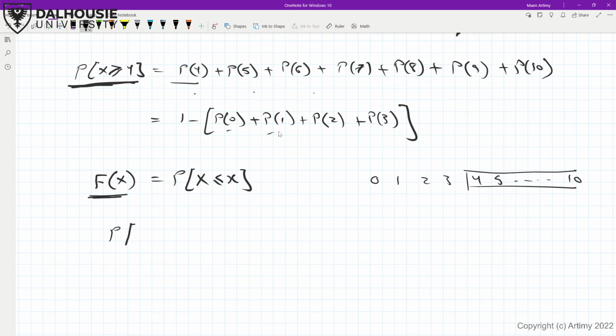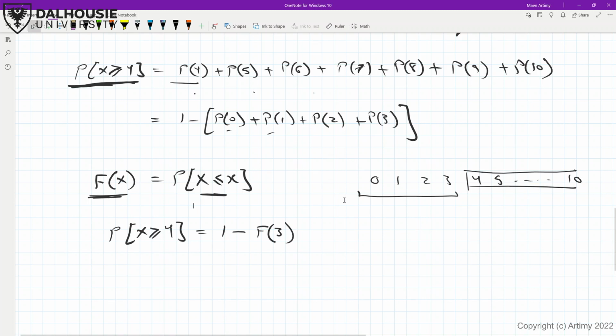So probability of x greater than or equal to 4 equals 1 minus the probability of F(x). So should I write 3? Yes, because now I want to subtract all of this: 3 and less, right? The probability of 3 or less, which is x less than or equal to 3. So that will be my CDF.